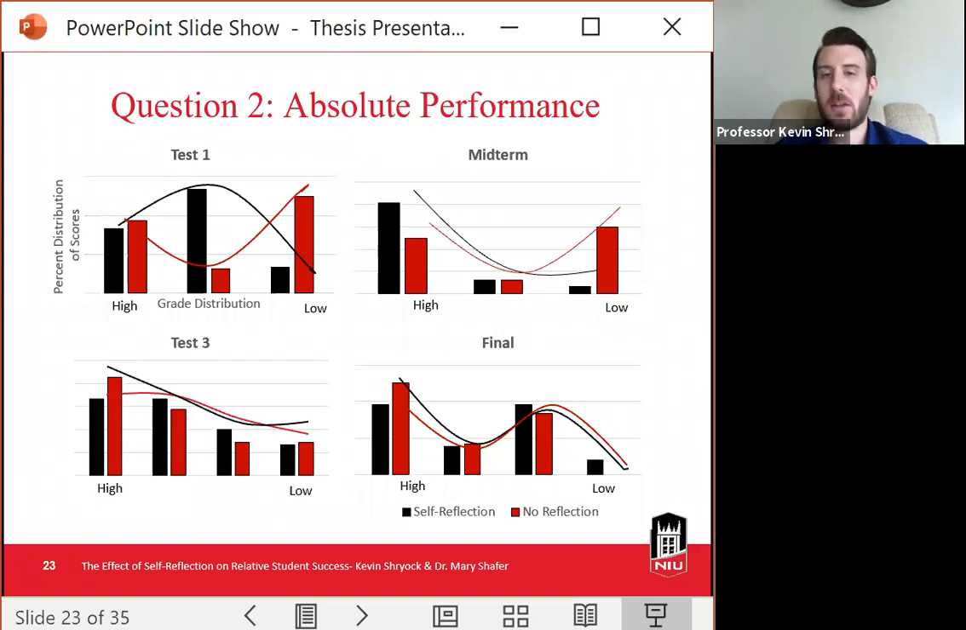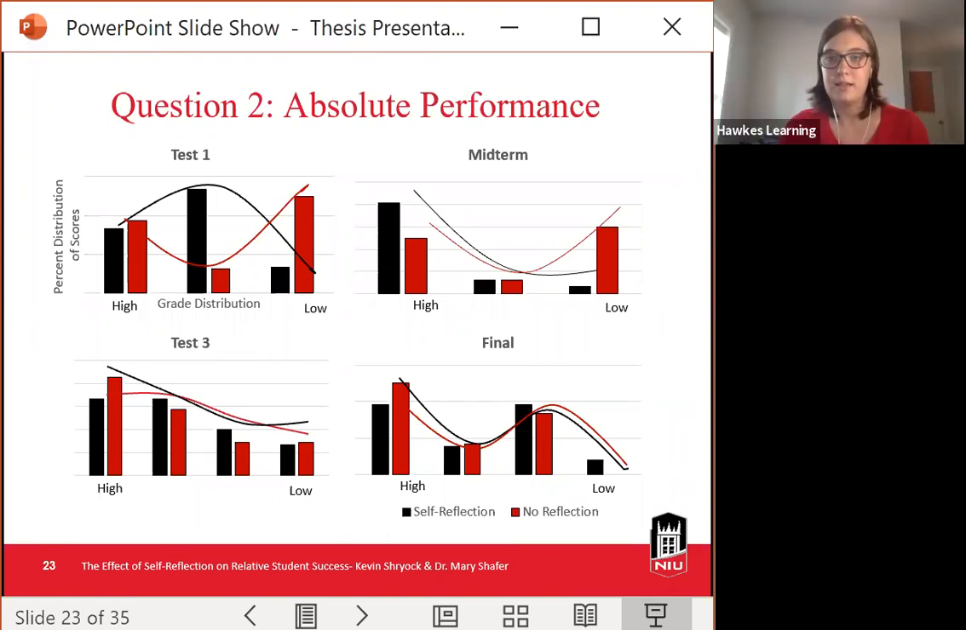The students completed the self-reflection and then received a grade that I had already determined for them before they turned in their self-reflection worksheet. Thank you so much for clarifying.